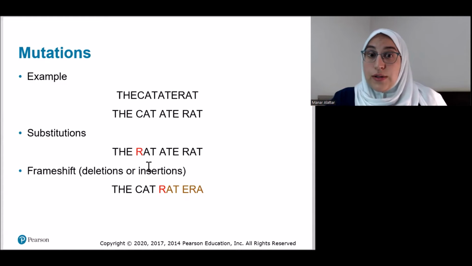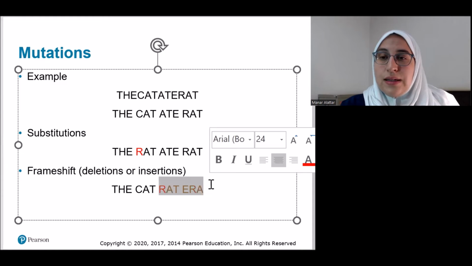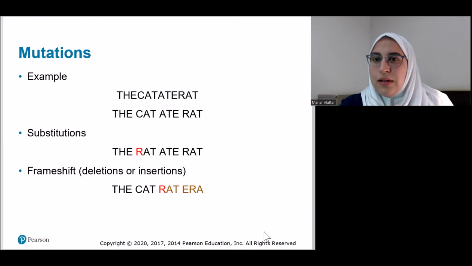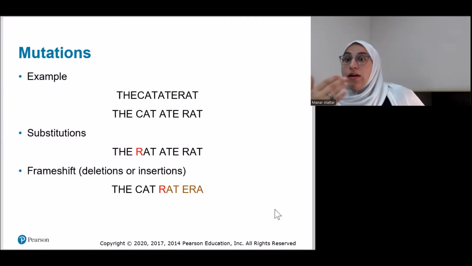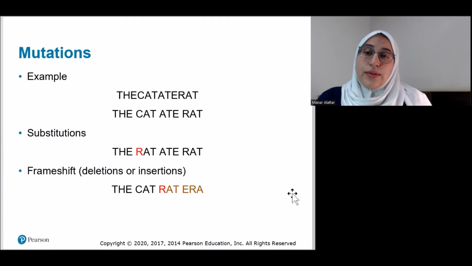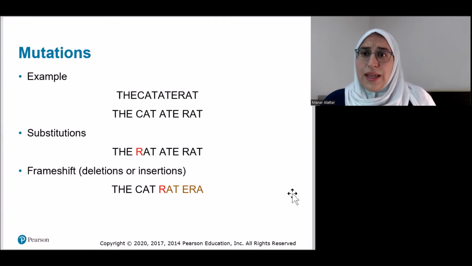So if you delete or add, then you've actually shifted the whole reading of those base pairs thereafter. So if we were to add in an R, not switch out an R, but add in an R, now the rest of this sentence doesn't make sense. The cat rat era. What does that mean? Right? And if we're imagining this sentence as a series of amino acids later on, after we've transcribed and translated that portion of the DNA, then all of those amino acids thereafter are changed. And then oftentimes that protein is not functional. So these types of mutations can often be even fatal to a cell, but deleterious definitely to a cell.